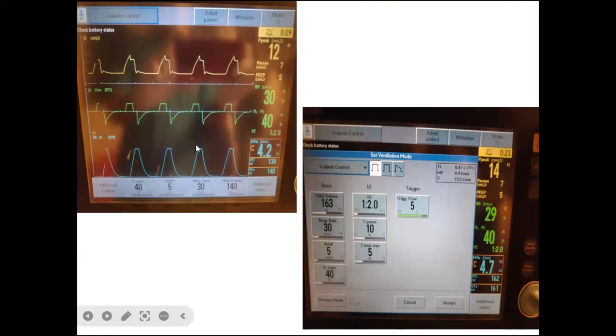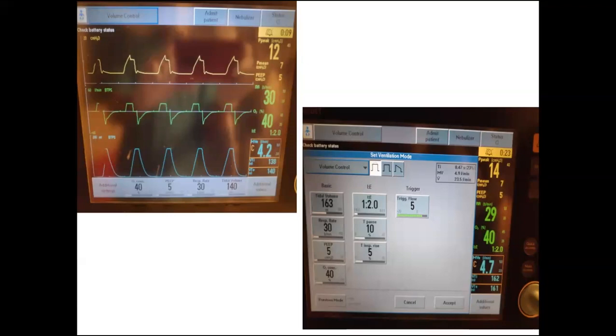So in volume control mode, if you select T-pause, automatically you can get plateau pressure. It will be shown. You don't need to put the inspiratory hold. Only in pressure control, you need to select the inspiratory hold button to make the ventilator stop the flow. Understood? And in the new ventilators, you can have variable flow even in volume control.